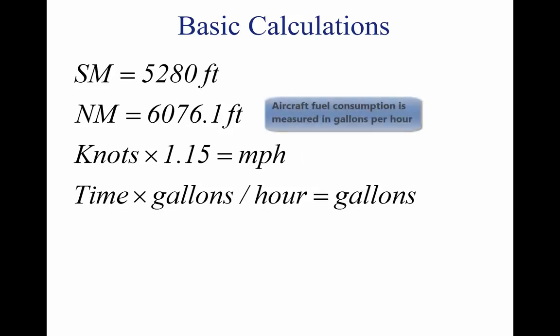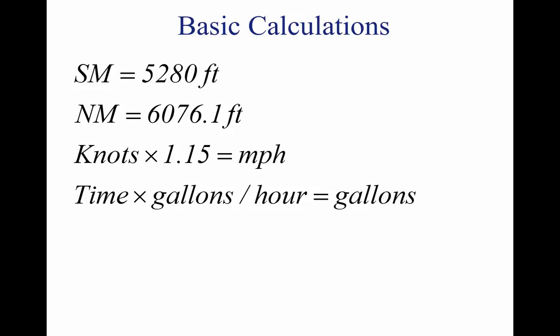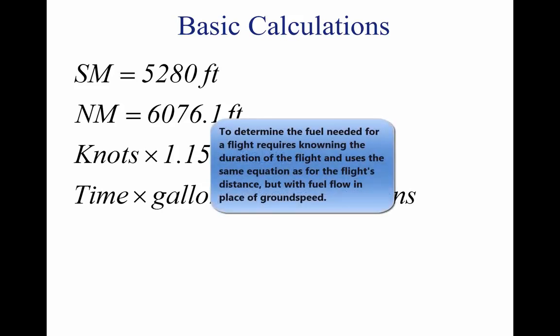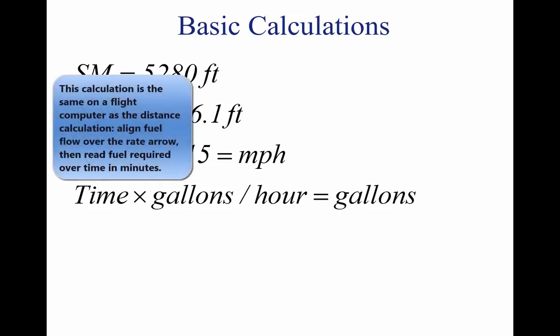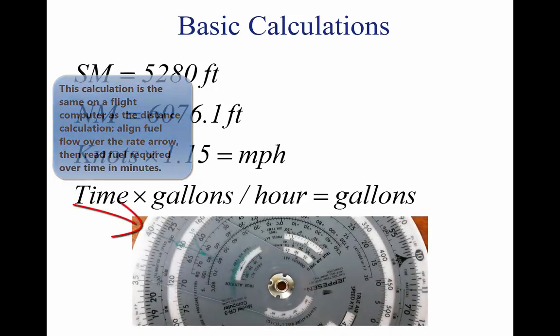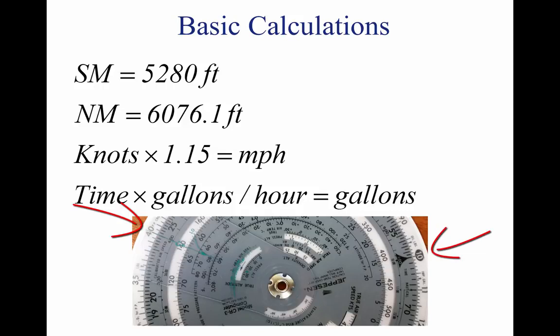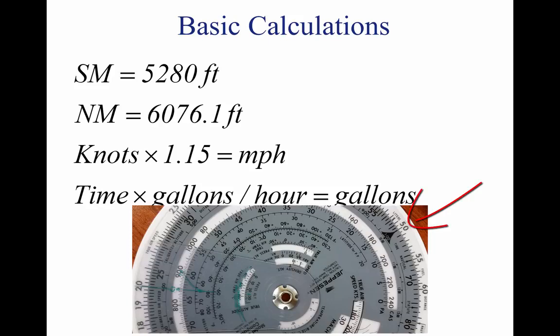Fuel consumption. Aircraft fuel consumption is computed in gallons per hour. Consequently, to determine the fuel required for a given flight, the time required for the flight must be known. Time in flight multiplied by rate of consumption gives the quantity of fuel required. For example, a flight of 400 nautical miles at a GS of 100 knots requires 4 hours. If an aircraft consumes 5 gallons an hour, the total consumption is 4 times 5, or 20 gallons.